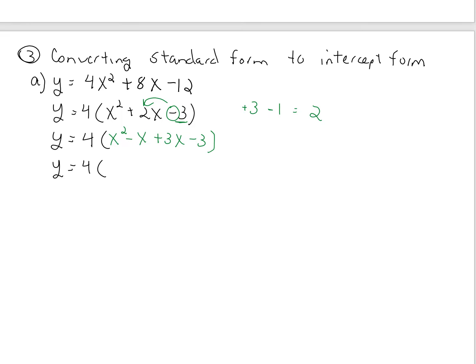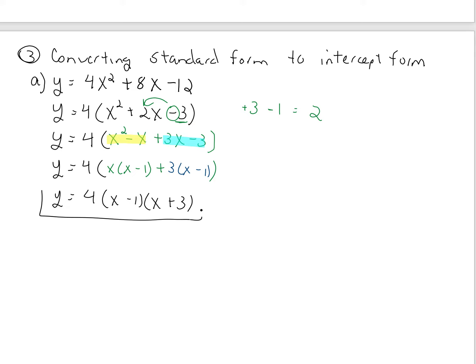In my first set of parentheses here, if I look at these two terms, my GCF is x, so it leaves me with x minus 1, plus, because I always bring that sign down, and looking at my second two terms, my GCF is 3, so it leaves me with x minus 1. So I have my GCF now is x minus 1, and what's left over is x plus 3. And now I have fully factored this, and it happens to be in intercept form.